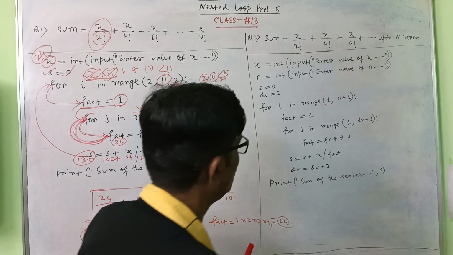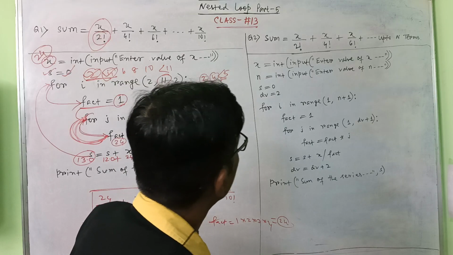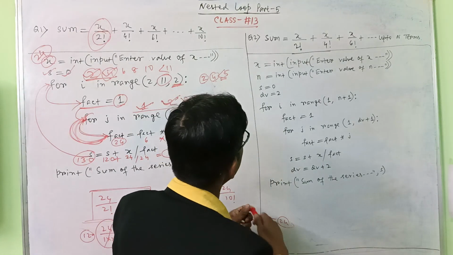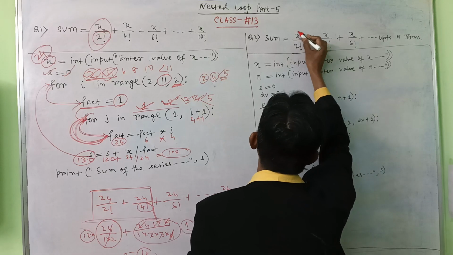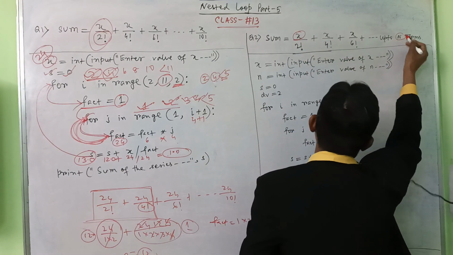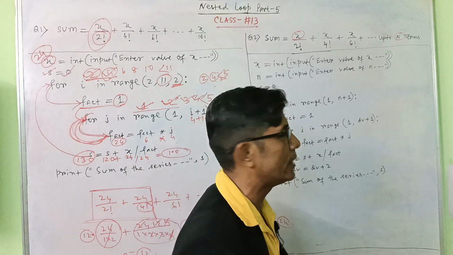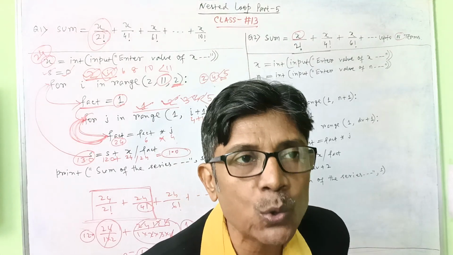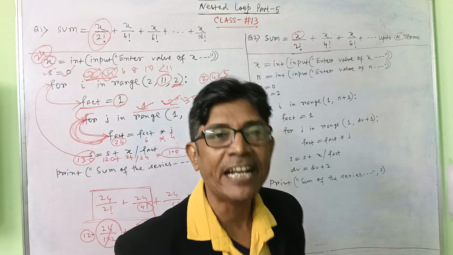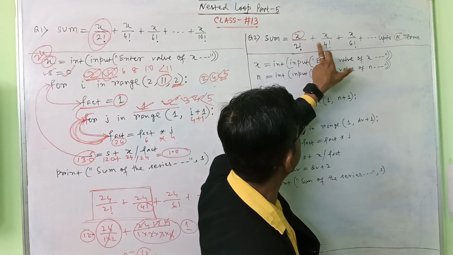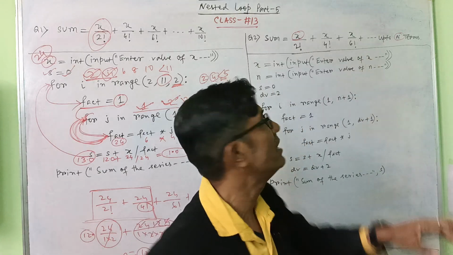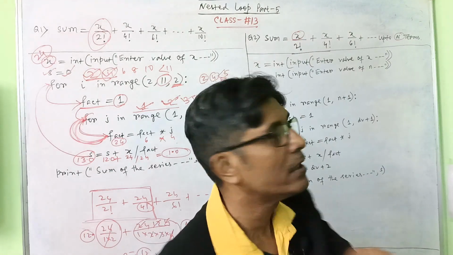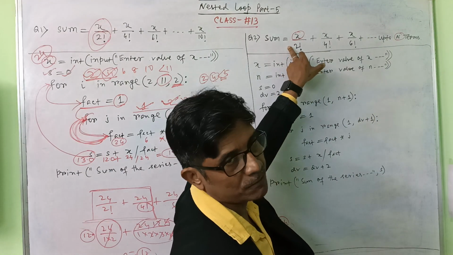So how will we do that? This time I have taken two variables whose values we have to take: the value of x and the value of n. N means how many terms you want to calculate. Whenever there is a question like this, that is up to n terms. If n equals 2, we are calculating the first two terms. If n equals 3, we are calculating this and this. If n equals 5, that means 1, 2, 3, 4, 5 terms. If n equals 1, you are calculating only the first term.